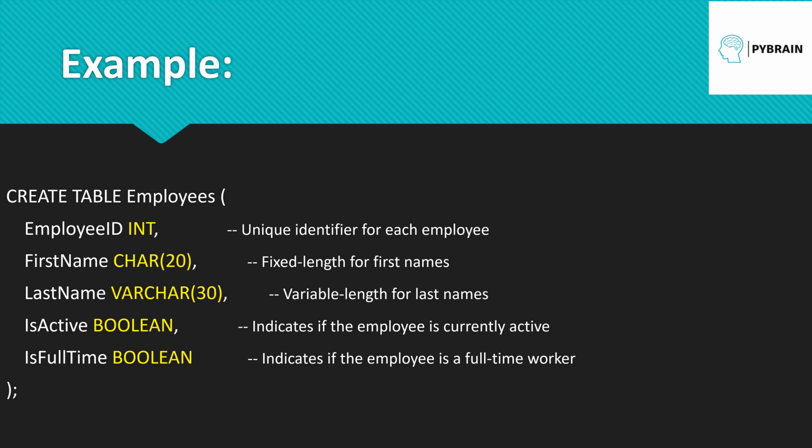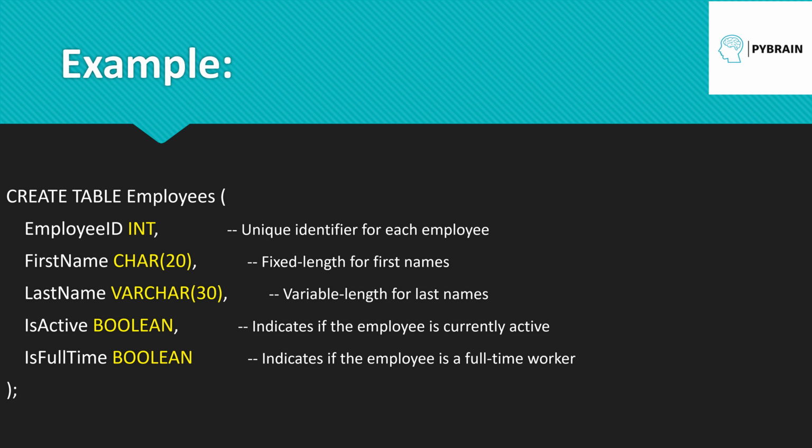Fourth, isActive, Boolean. This column uses the Boolean data type to indicate whether the employee is currently active. True means the employee is active, e.g., still working at the company. False means the employee is not active, e.g., no longer working at the company or on leave.